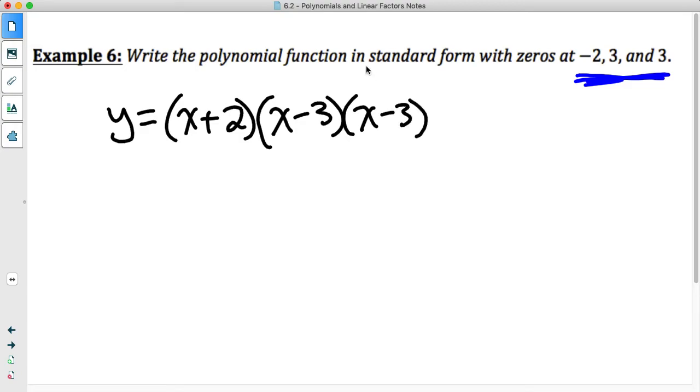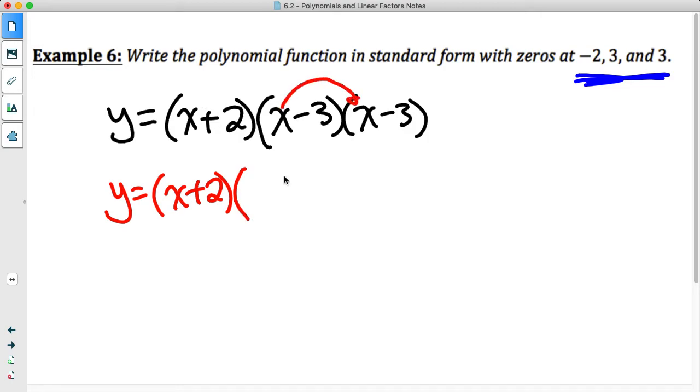Alright, and you can have multiple zeros at the same number. That's not a mistake. Having 3 and 3, it's possible to have two zeros at the same number. So then what we do here is we just multiply this out. I'm going to recopy one of them. I'm just going to recopy that first one, x plus 2, kind of just like we did in that first example where we multiplied that problem out. Same thing here. We're going to do the same exact thing.